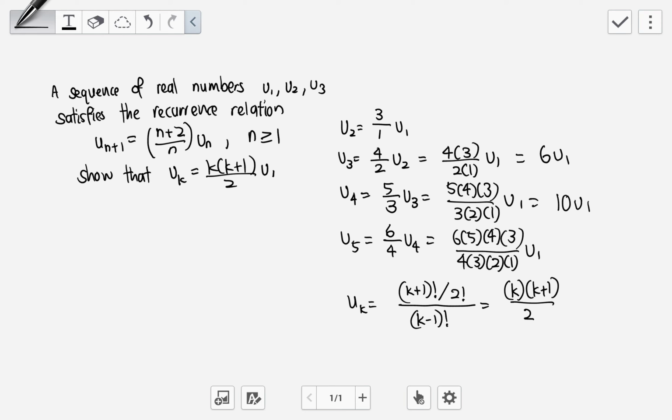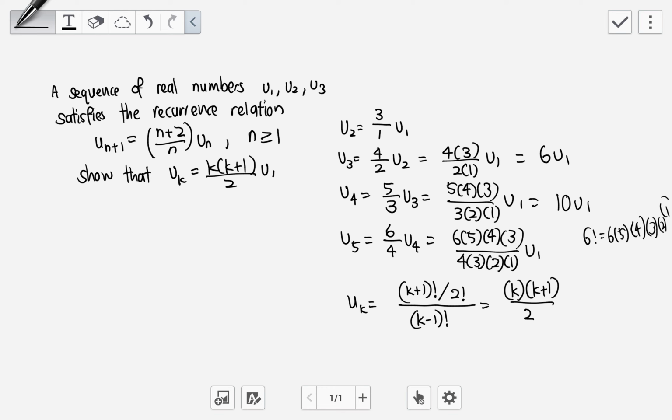So we see a pattern. Actually, this number is always 1 more than this. You see, 5 is always one more than 4, 4 is always 1 more than 3, and 3 is 1 more than 2. So therefore, I get the relationship. The top is actually k plus 1 factorial divided by 2 factorial. Why divided by 2 factorial? Because you see, 6 factorial, if I just take 5 plus 1, 6 factorial is equal to 6 times 5 times 4 times 3 times 2 times 1.